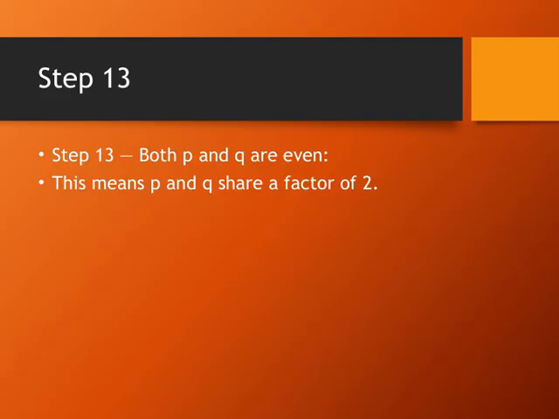This shared factor is significant because it impacts the properties of p and q, especially when we're exploring their relationship and potential contradictions in our proof. Recognizing that both are even simplifies certain parts of our argument and helps us understand the structure of these numbers more clearly. This step connects directly to our overall theme of examining the nature of these numbers and understanding how their divisibility properties influence the larger proof or concept we're working through.